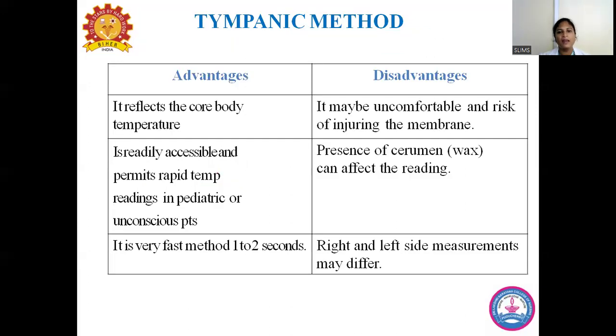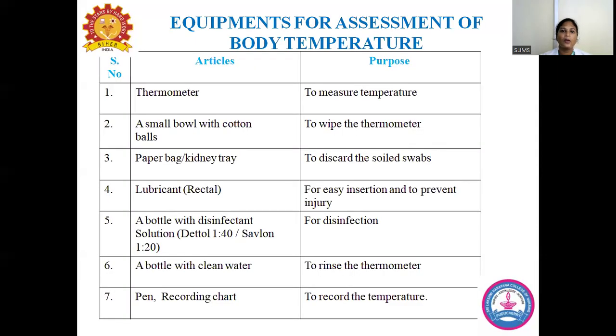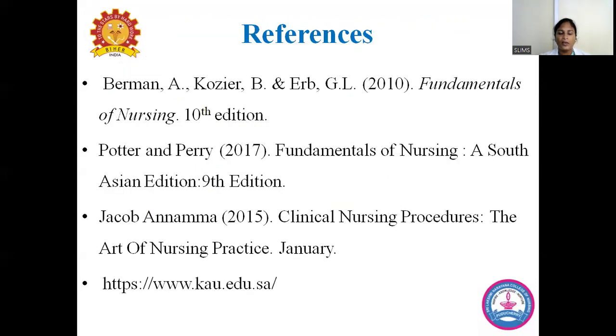And the tympanic membrane: the patient has to maintain the normal supine position, otherwise the sitting position or the Fowler's position, and we have to place this type of thermometer, an infrared thermometer, at the tympanic membrane, and it can measure easily, and after that we have to measure the reading. So these are the types of body temperature techniques and the equipment you can use.